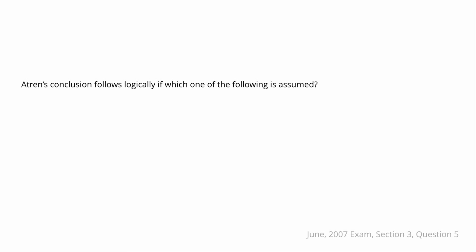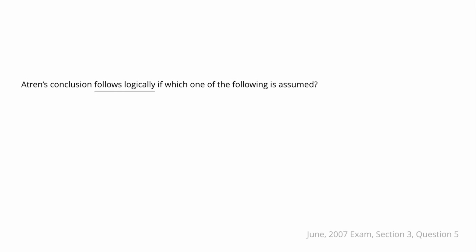Here the question stem says, Atrin's conclusion follows logically if which one of the following is assumed. The phrase follows logically is very important and has a very specific meaning. What it tells us is that we need an answer choice that when we plug it into the argument that's originally in the stimulus, guarantees the truth of the conclusion.